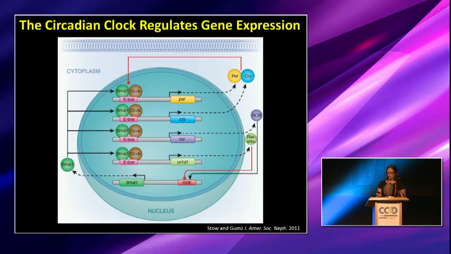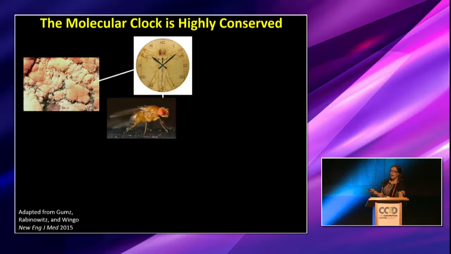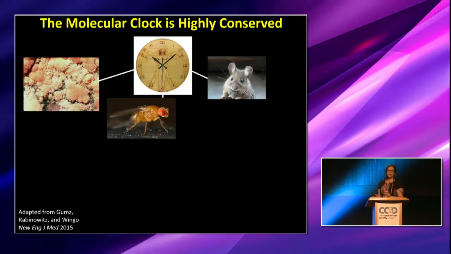One of my favorite things about the clock is just how old it is, and I think it's always a powerful illustration of how important a physiological process is to go back and see how well conserved it is. And so I've illustrated that for you here, where I want to compare between bread mold and humans, flies and humans, and mice and humans. We'll look at the amino acid level, the percent similarity in these core clock proteins, relative to the human protein.